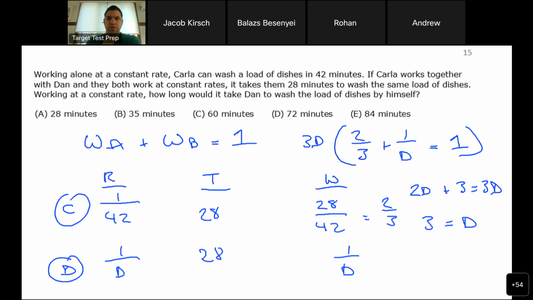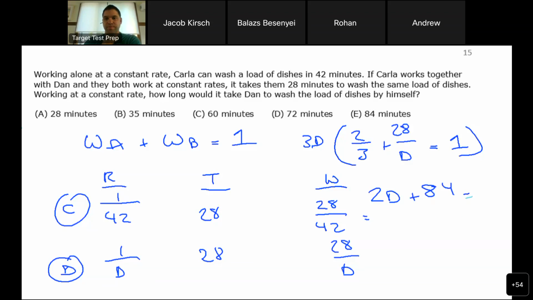2D is correct, 3 is correct, 3D is correct. Yeah, that would be it, 28/D. Ha. Knew something was wrong there. There we go. So 2/3, 28/D. Good correction there. Now, we still multiply everything by 3D. That gives us 2D plus 3 times 28 is 84 is equal to 3D. 84 is equal to D. So the answer is E.